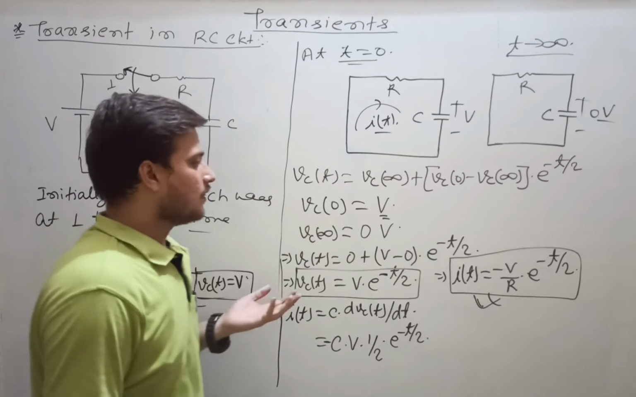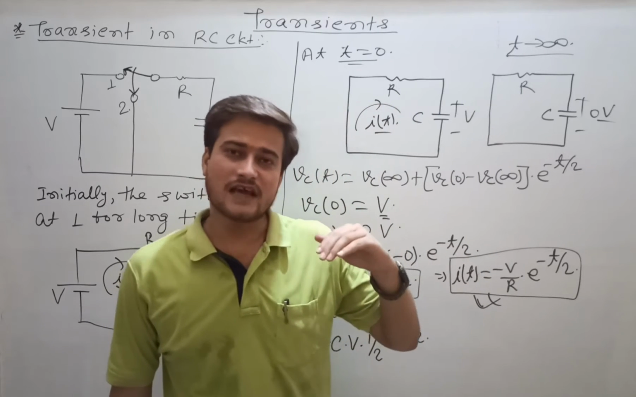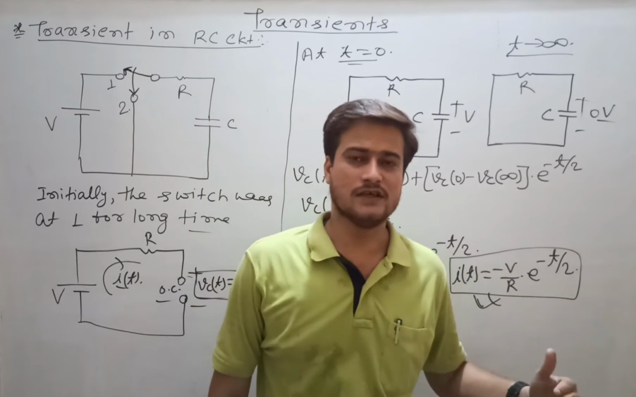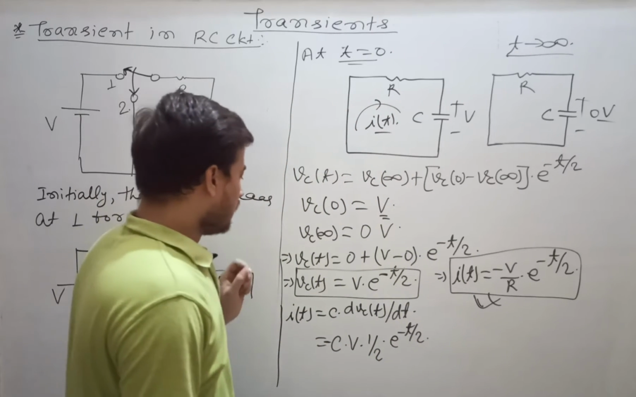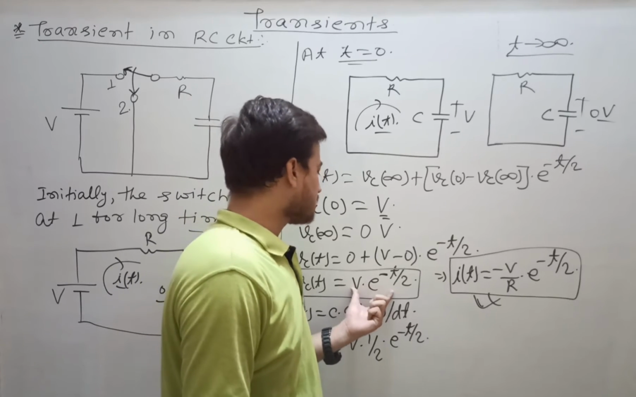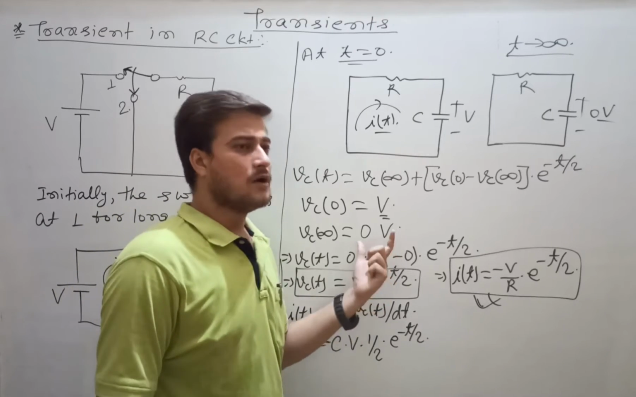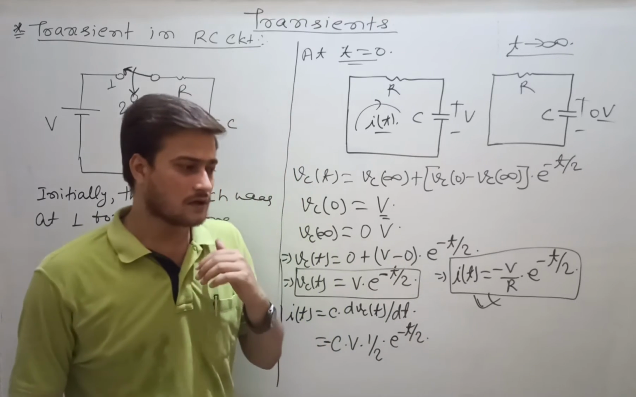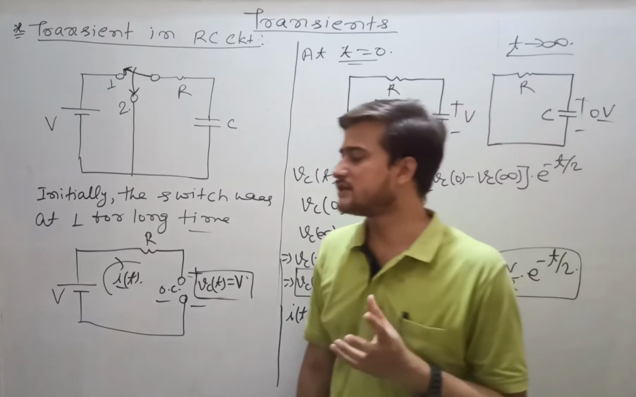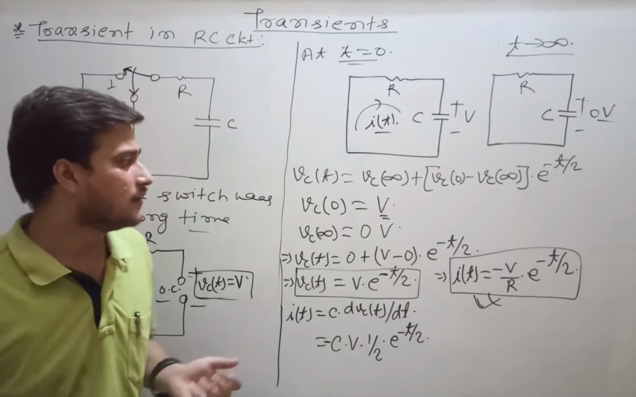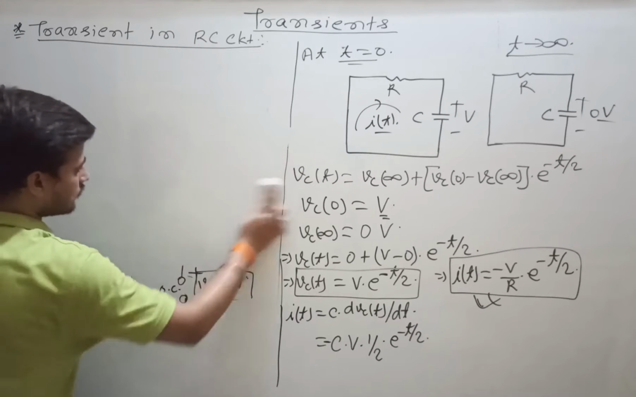So what does it mean? It means the capacitor changes its direction of current while discharging. But as far as the direction of voltage is concerned, the voltage was positive in the first case, and here also the voltage is positive. So the capacitor does not allow a change in the direction of voltage, but it will change the direction of current while discharging. So let's write the conclusion.